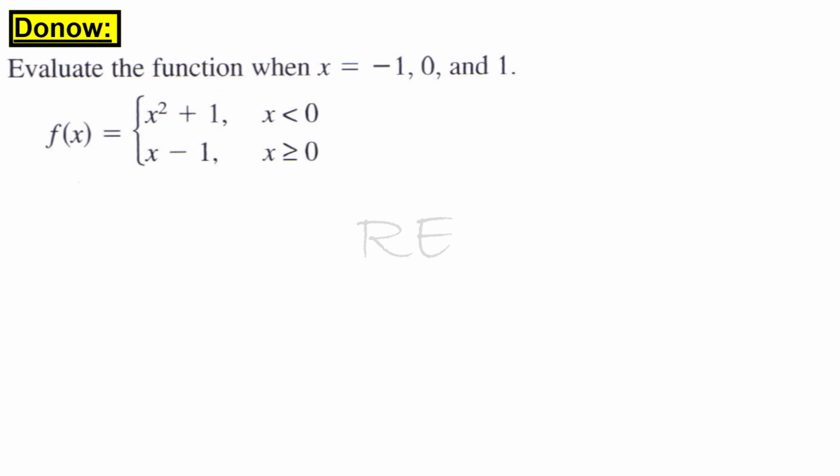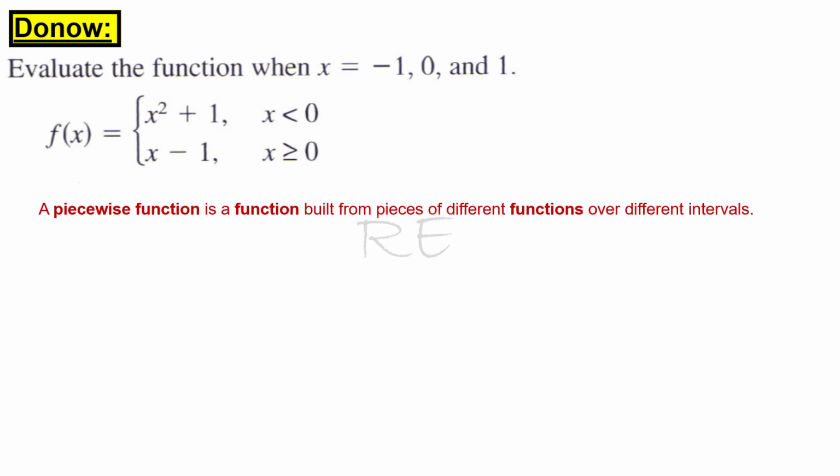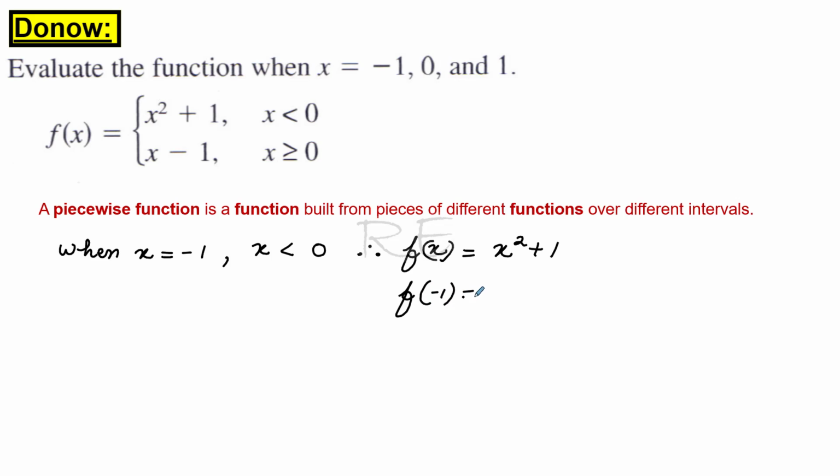Evaluate the function when x is equal to -1, 0, and 1. A piecewise function is a function built from pieces of different functions over different intervals. When x is equal to -1, x is strictly less than 0. Therefore, for f of x, we're going to use the piece x squared plus 1. F of -1 becomes (-1) squared plus 1, which is 1 plus 1, which is 2.